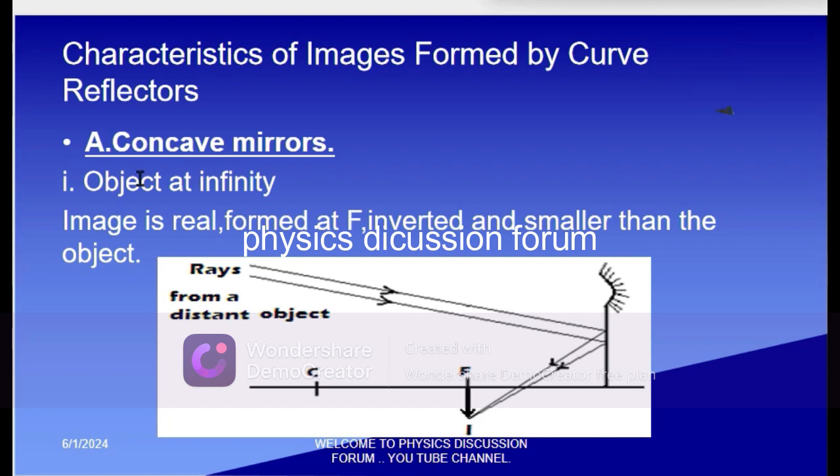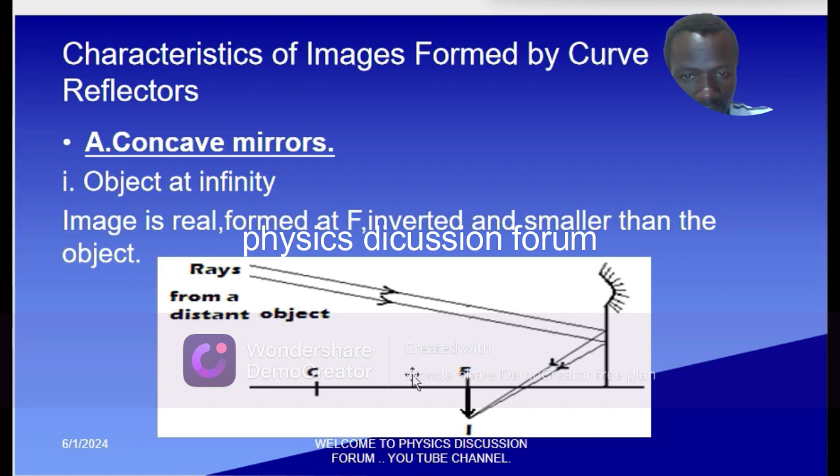Let us now move to the characteristics of images formed by curved reflectors. To start with, we'll commence with the concave mirror. So the first one, object at infinity. Yes, I remember this one, we used to discuss the focal plane. So rays are coming from infinity where the object is, following the laws of reflection. So the angle of incidence equals the angle of reflection. When that is obeyed, we find that the image is formed at F.